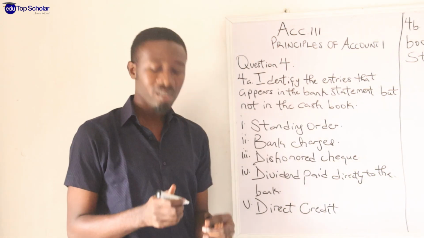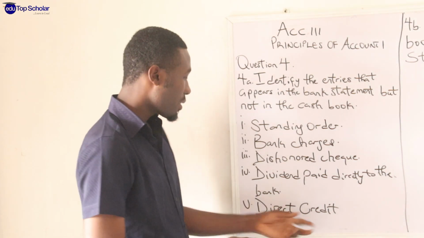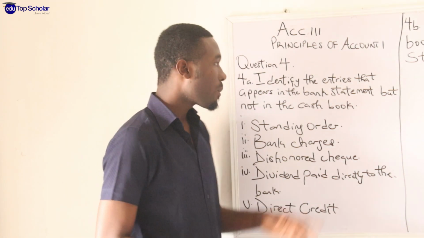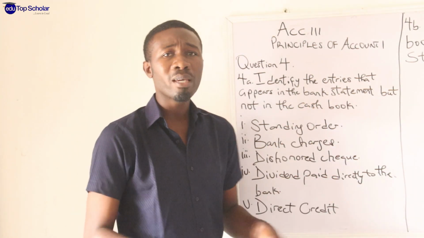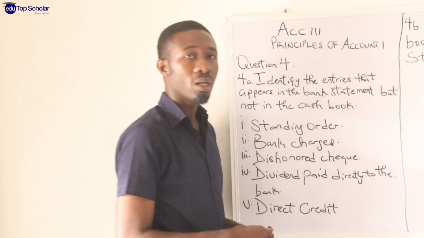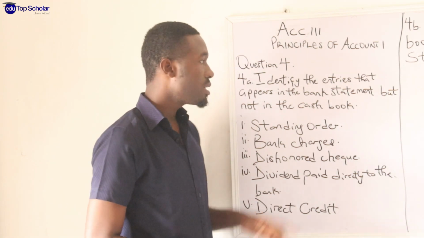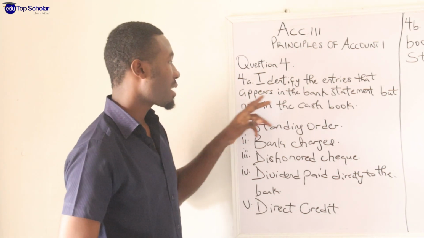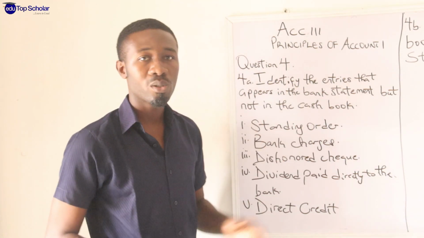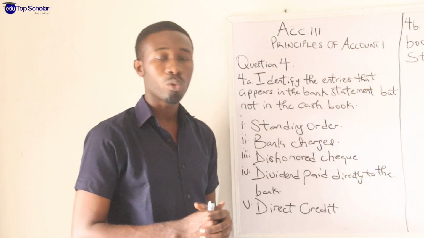So when your account is credited directly by somebody, and you were not informed, or say maybe a gift to the business, it will not be recorded in your cash book, but it will reflect on your bank statement. So this can also be an entry that appears in the bank statement but not in the cash book. So for example, if you have these 5, you are good to go.